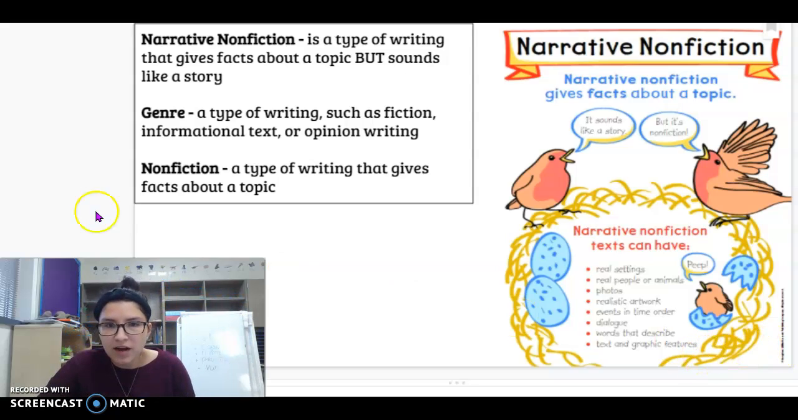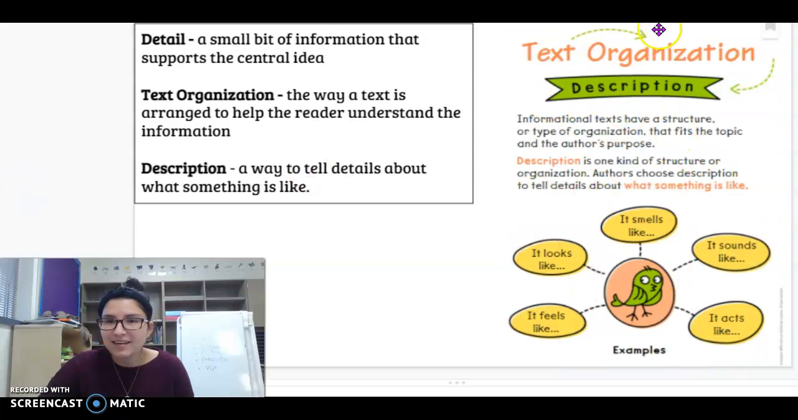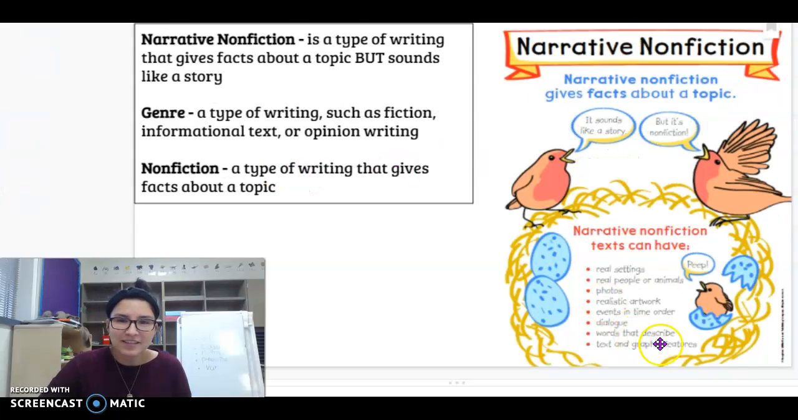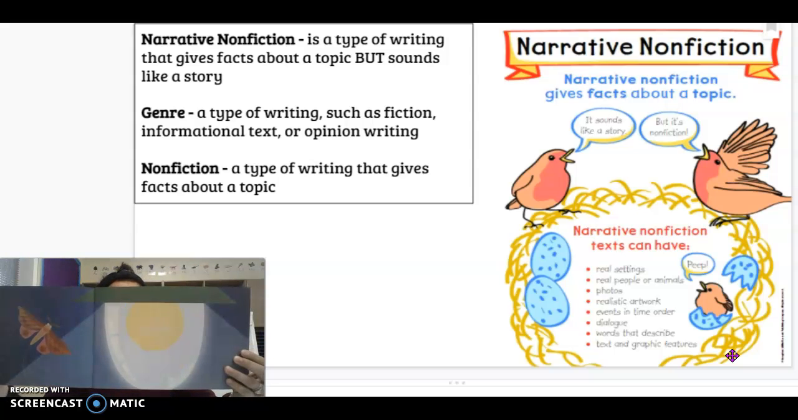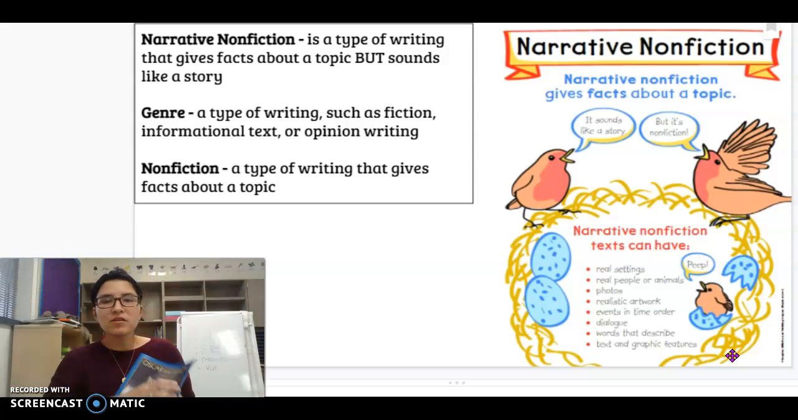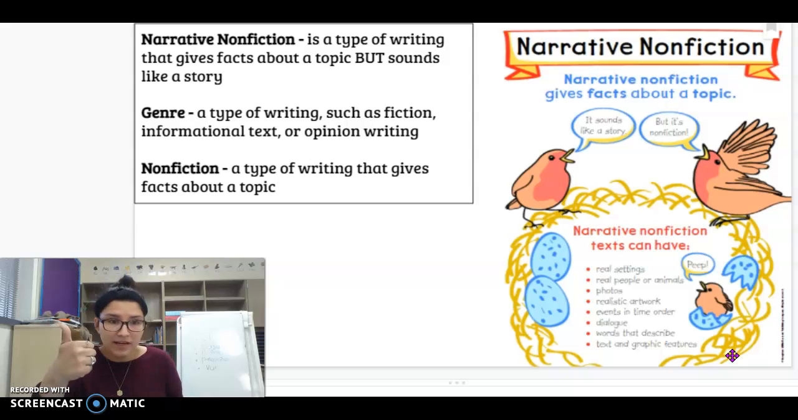Words that describe. That has to do with text organization, what we just focused on. So as you're listening to the story being read, focus on the description, things that you can describe. So from Oscar and the Moth, remember this page where the moth is looking at the light? Well, you could think, okay, well, that light looks bright. Probably feels warm or hot. All right. And then text features.